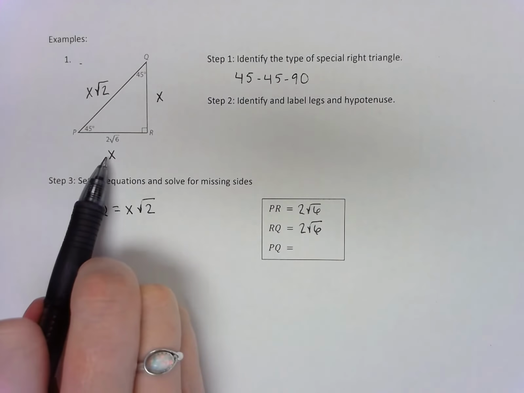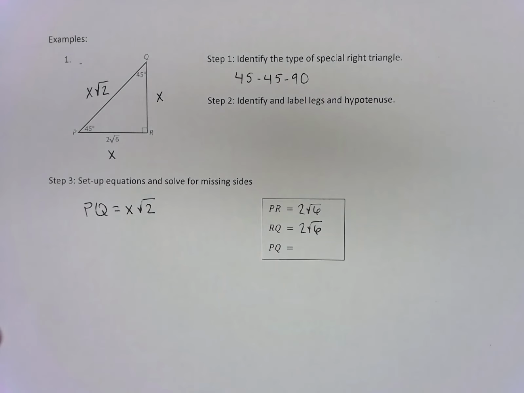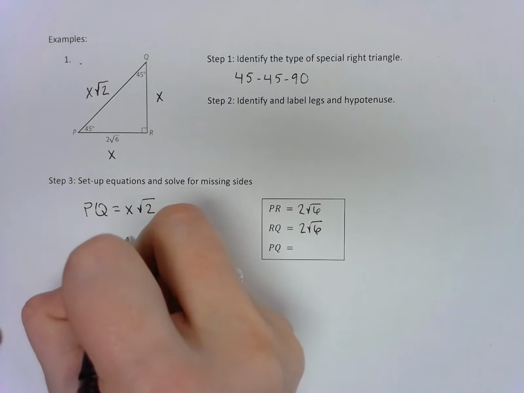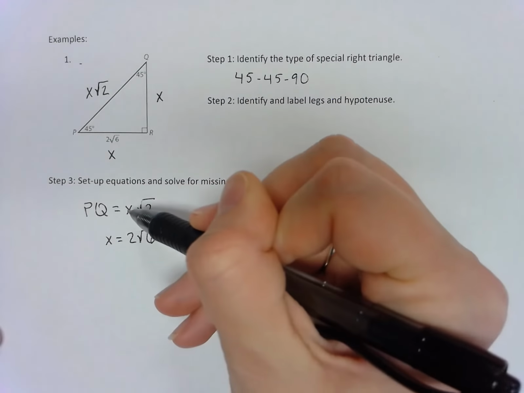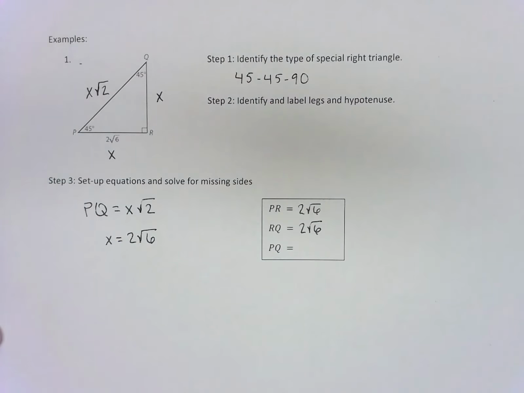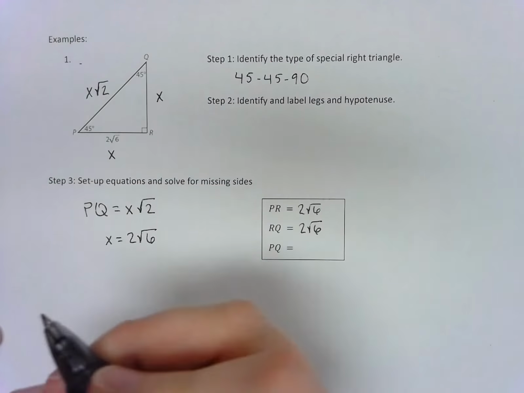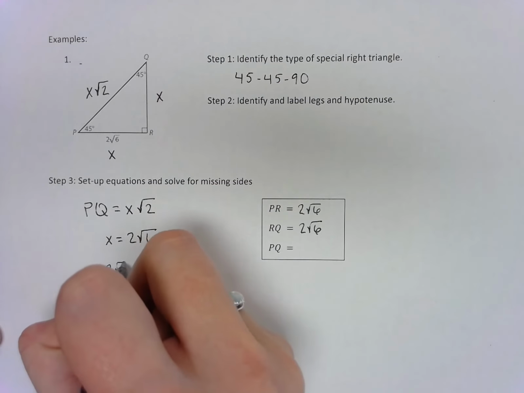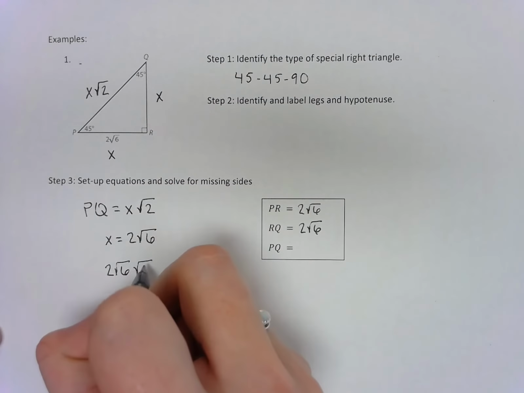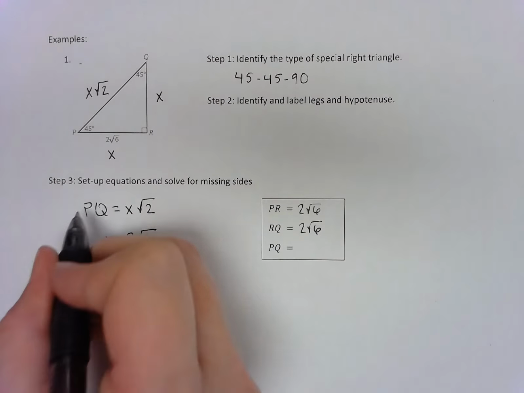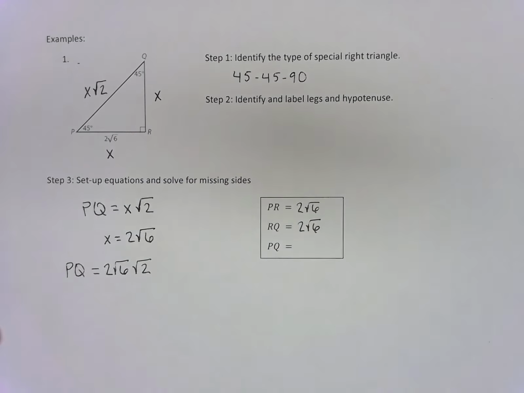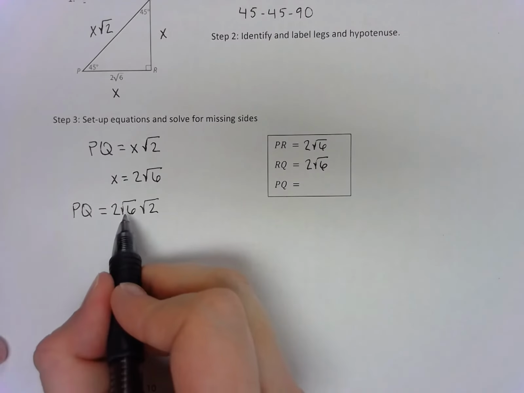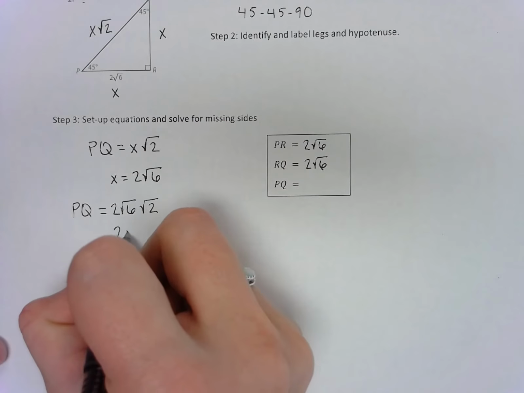And notice we were given x as our leg, which is 2 to the square root of 6. So we can plug in 2 to the square root of 6 into the x to solve for the hypotenuse. So we'll have 2 to the square root of 6 times the square root of 2 to equal our side PQ for our hypotenuse. Now we can multiply together what's under the radical. So 6 times 2 is 12.